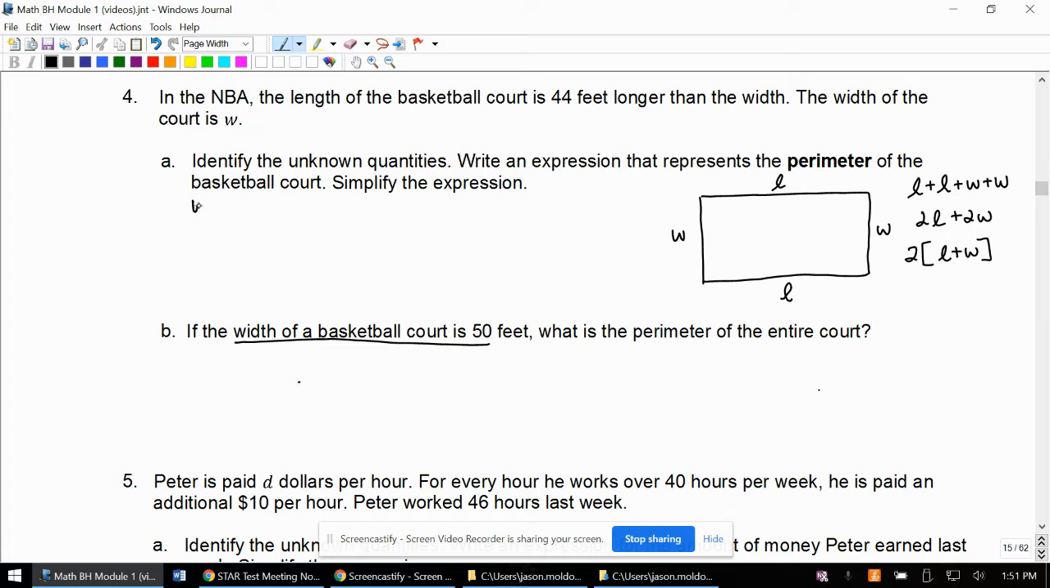So we already know that W equals the width of the court. And it says up here that the length of the basketball court is 44 feet longer than the width. So W plus 44 equals the length of the court.